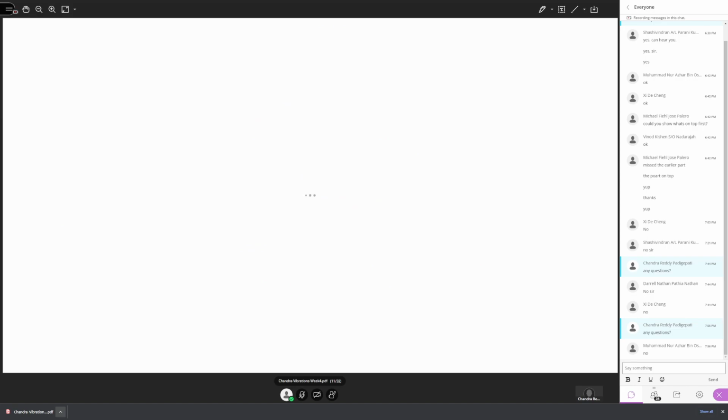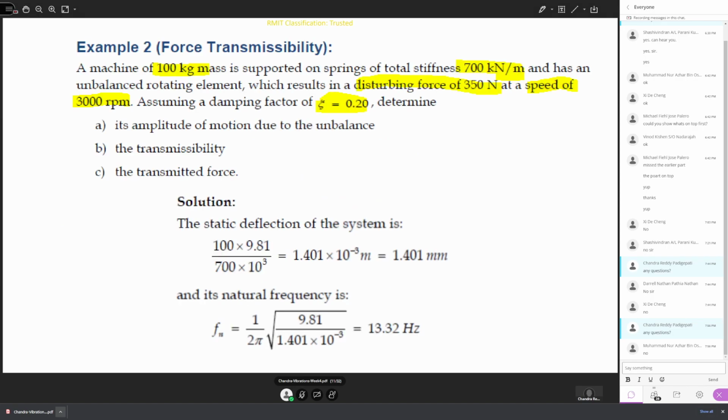So in this example, we are going to do the force transmissibility. So what is the amount of force that is transmitted through the system? Here we are dealing with a machine having a mass of 100 kilograms, and this is supported by springs. The total spring constant is 700 kilonewton per meter. And it has an unbalanced rotating element. So here the force is coming due to a rotating unbalanced element.